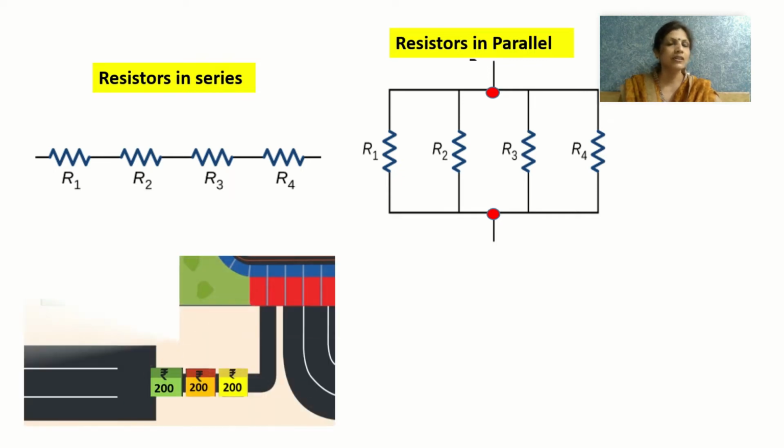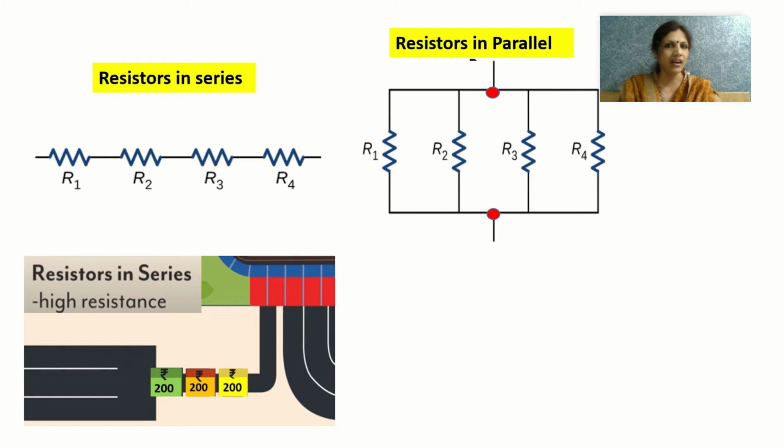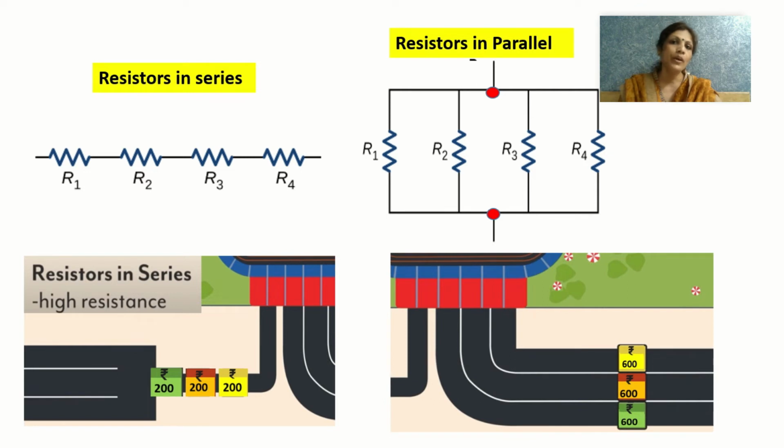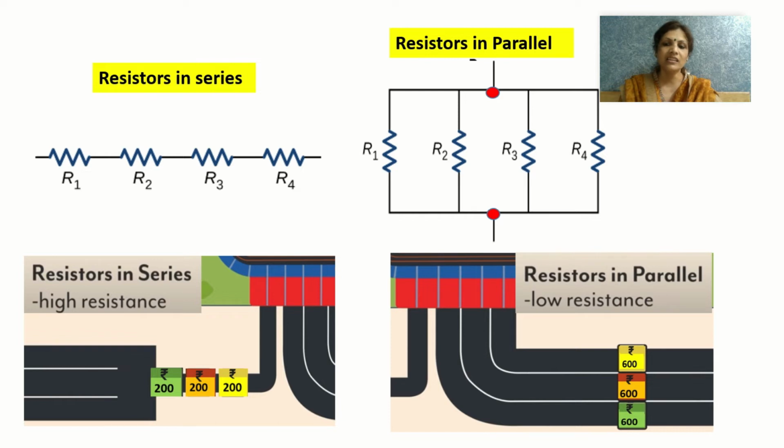This is the first case of our example wherein the 3 counters are placed one after the other, and it resembles the resistors in series wherein the resistance is very high. And this particular figure resembles case 2 of our example wherein 3 counters are placed separately one below the other, and so there is a proper flow of traffic and a smooth entry into the stadium. This resembles the resistors in parallel, and in this case we say that there is low resistance.